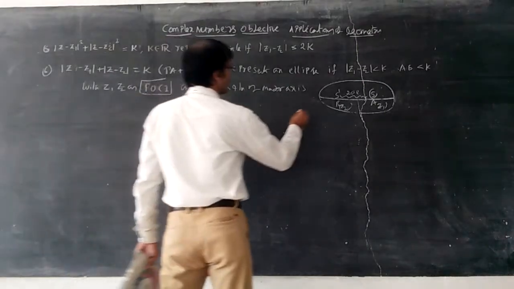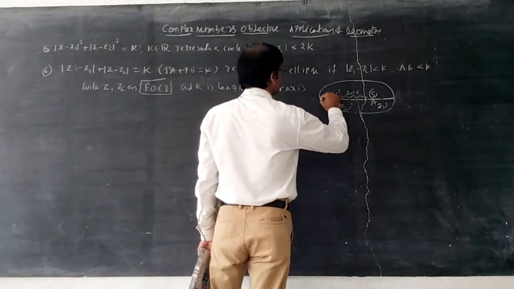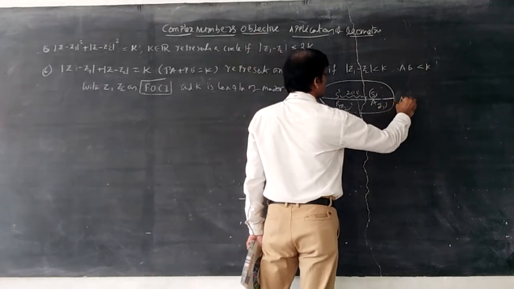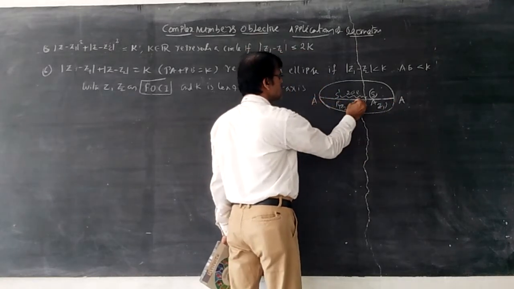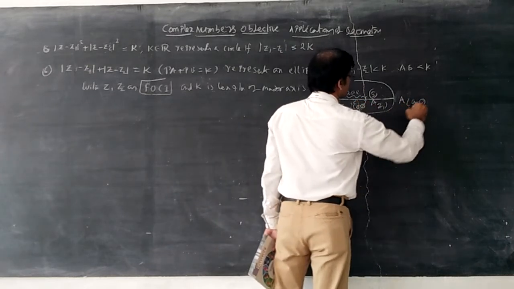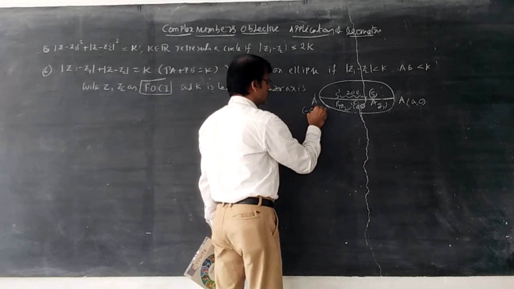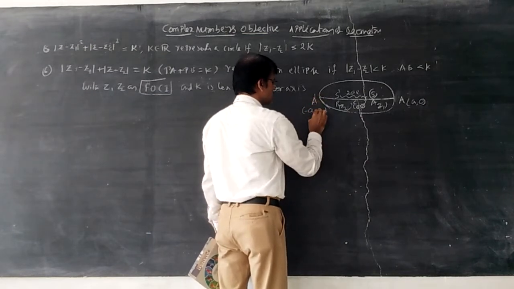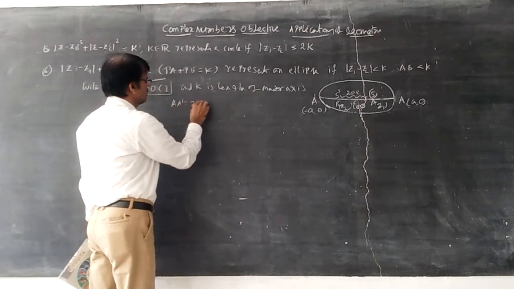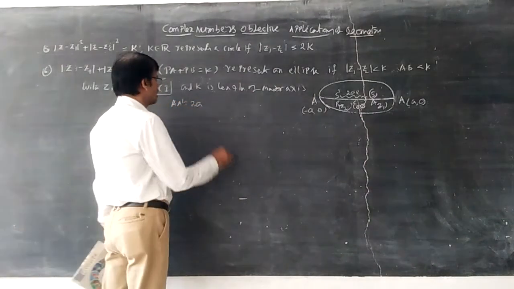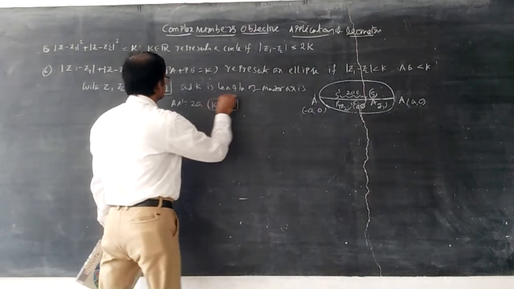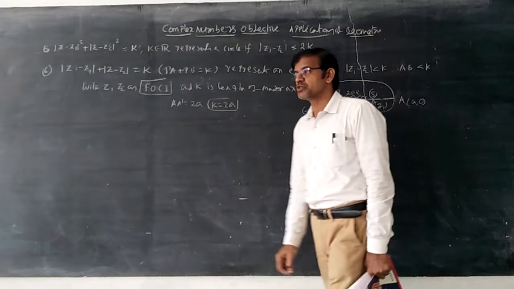So what is the value of k? So z1 minus z2 is less than k. Another notation: this is A and this is A dash. This is the center 0 comma 0. Here A is indicated with A comma 0 and A dash with minus A comma 0. So A A dash is equal to nothing but k here. So A A dash is equal to 2A. So k means the distance between A and A dash, it is 2A.